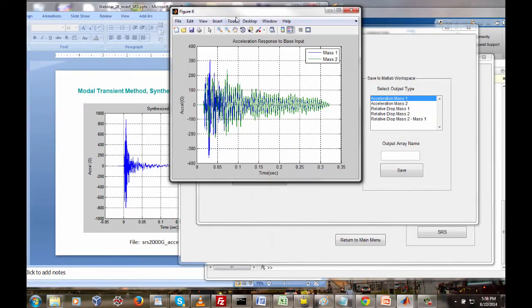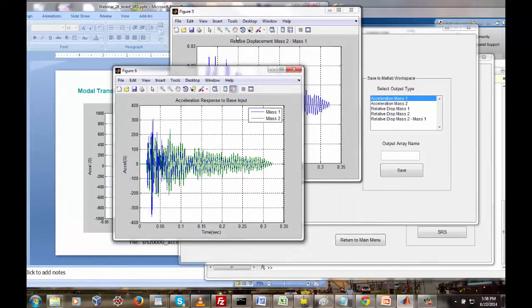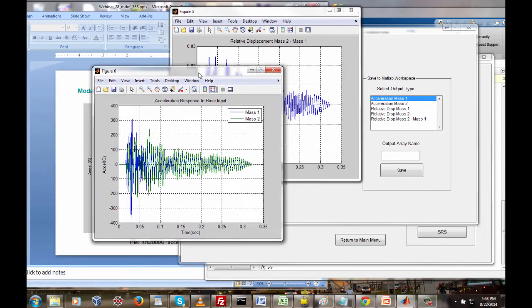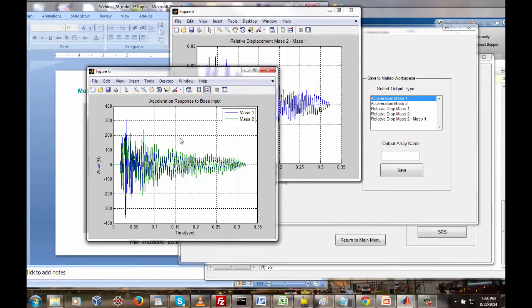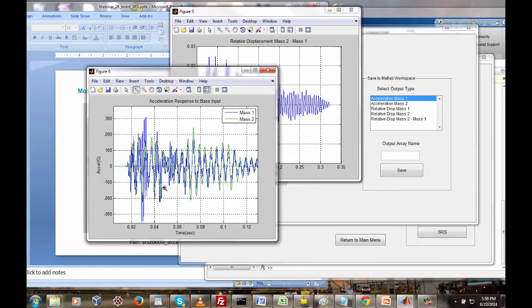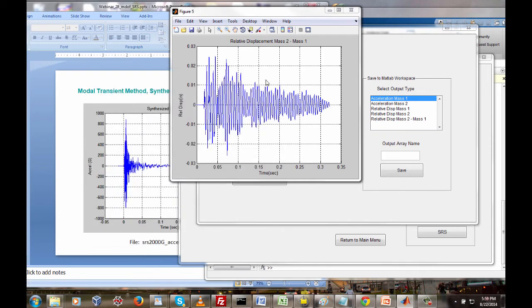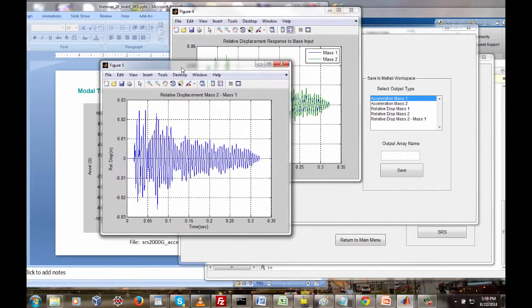Okay, we can also look at a couple other things here. Excuse me, these are the two accelerations for each of the two masses superimposed. So you can see initially there's a little bit of a difference there, but then later on they settle into the same pattern where they're vibrating in phase at 200 hertz.